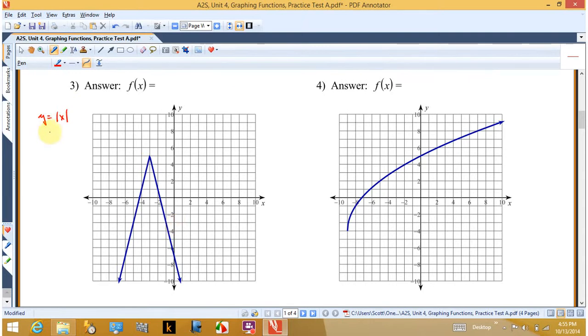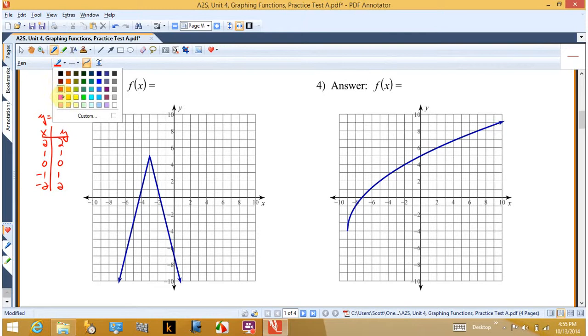So the points on my parent function would be xy, and some good points to use would be, let's say, 2, 1, 0, negative 1, negative 2. That would be 2, 1, 0, 1, and 2. So my original graph, the parent function, would have a point here, and a point here, among other points. But let's just look at those.